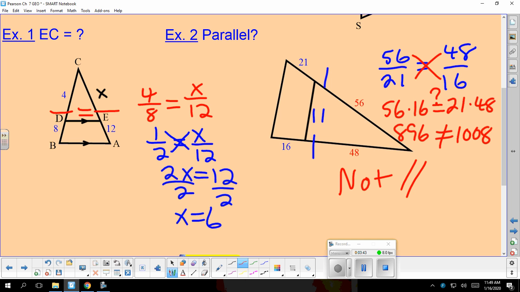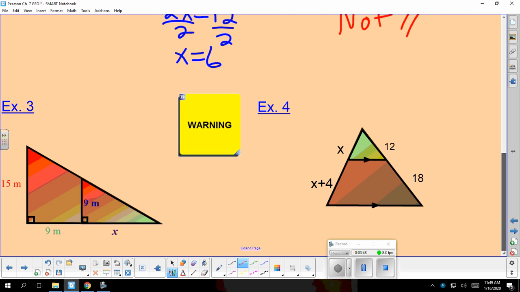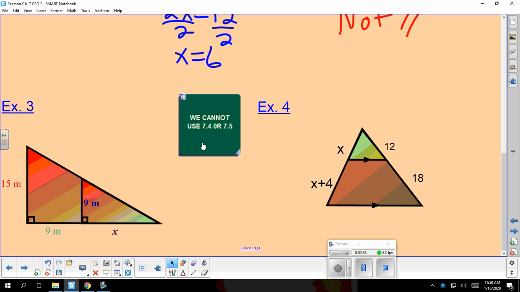All right, take a second. See if you can do examples 3 and 4. And just a word to the wise so we don't make a mistake. For this one, we don't need to use those side splitters, right? We can't use that side splitter theorem from up above, because we don't have these guys right here. So set these up using similar triangles. This one over here, example 4, you can't use what we learned about.